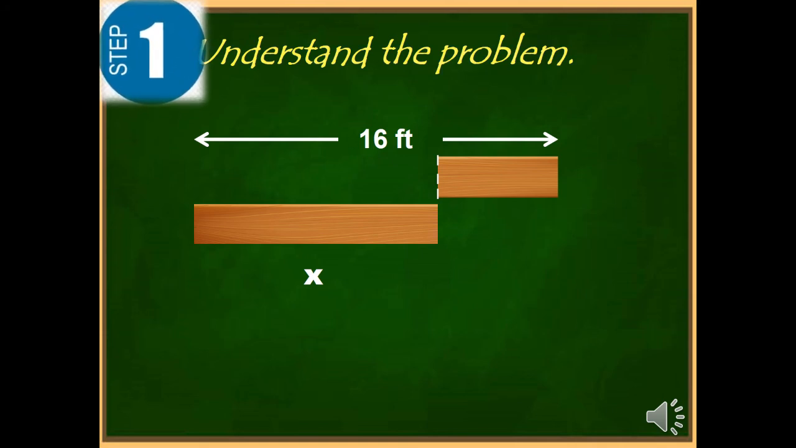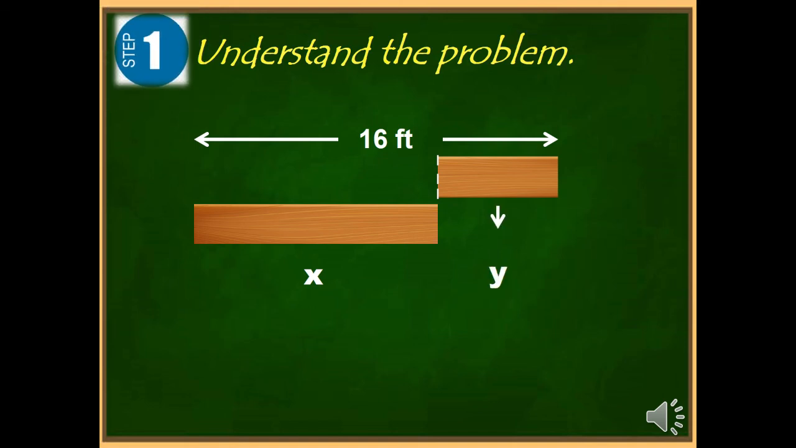Since the length of each piece is unknown, we will let the longer piece be X as its length, and the shorter one will be labeled with Y. Y represents the length of the shorter piece of wood. Therefore, X is the representation of the longer piece of wood and Y for the shorter piece of wood. We will proceed to step number 2.